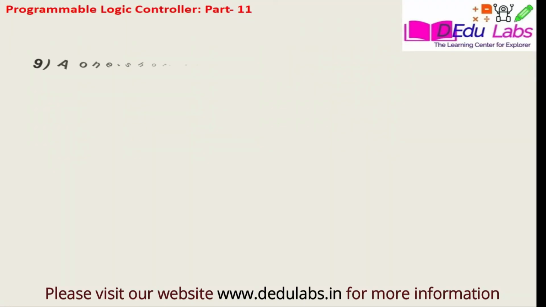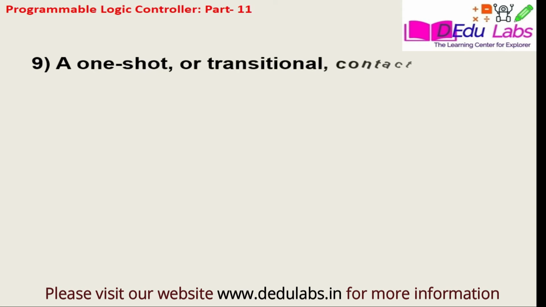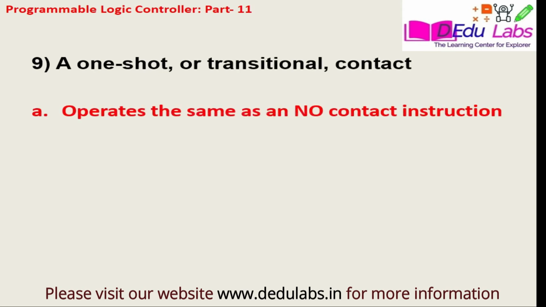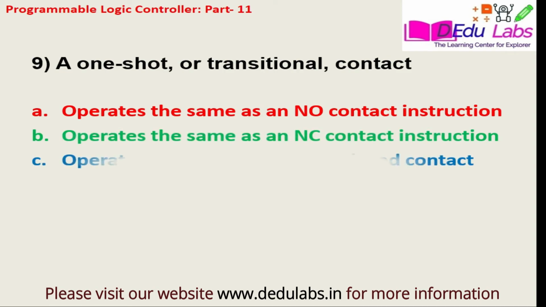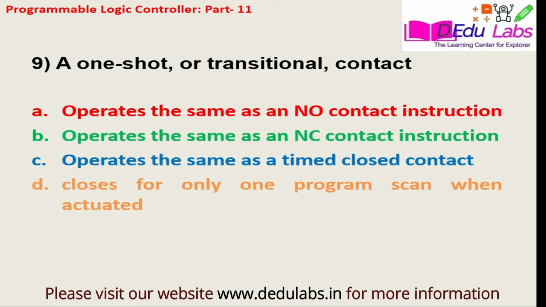Question number 9. A one-shot or transitional contact. Option A operates the same as an NO contact instruction. Option B operates the same as an NC contact instruction. Option C operates the same as a time close contact. Option D closes for only one program scan when actuated. The answer is option number D, closes for only one program scan when actuated.